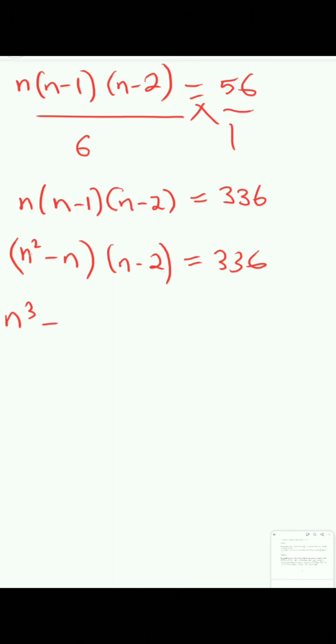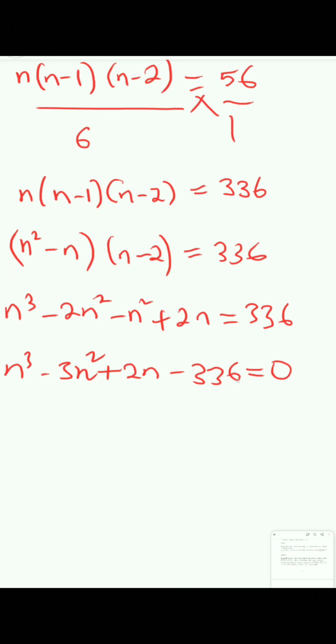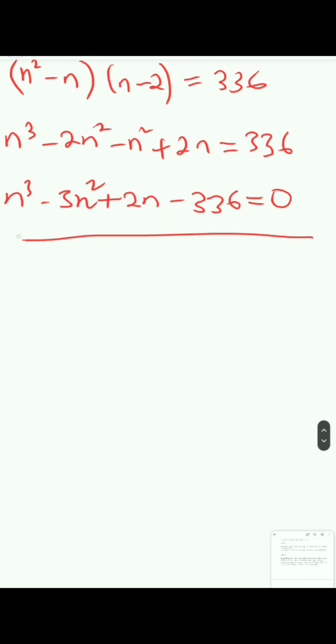Now this on the left can still be multiplied further, so I get n to the power 3 minus 2n squared minus n squared, then this will be positive 2n, equal to 336. So we have those two other terms, so I'm going to get n to the power 3 minus 3n squared plus 2n. I'll take the 336 to the left, and I remain with 0 on the right. So we've shown the first part of the problem, where we were told to show that this is what we get.